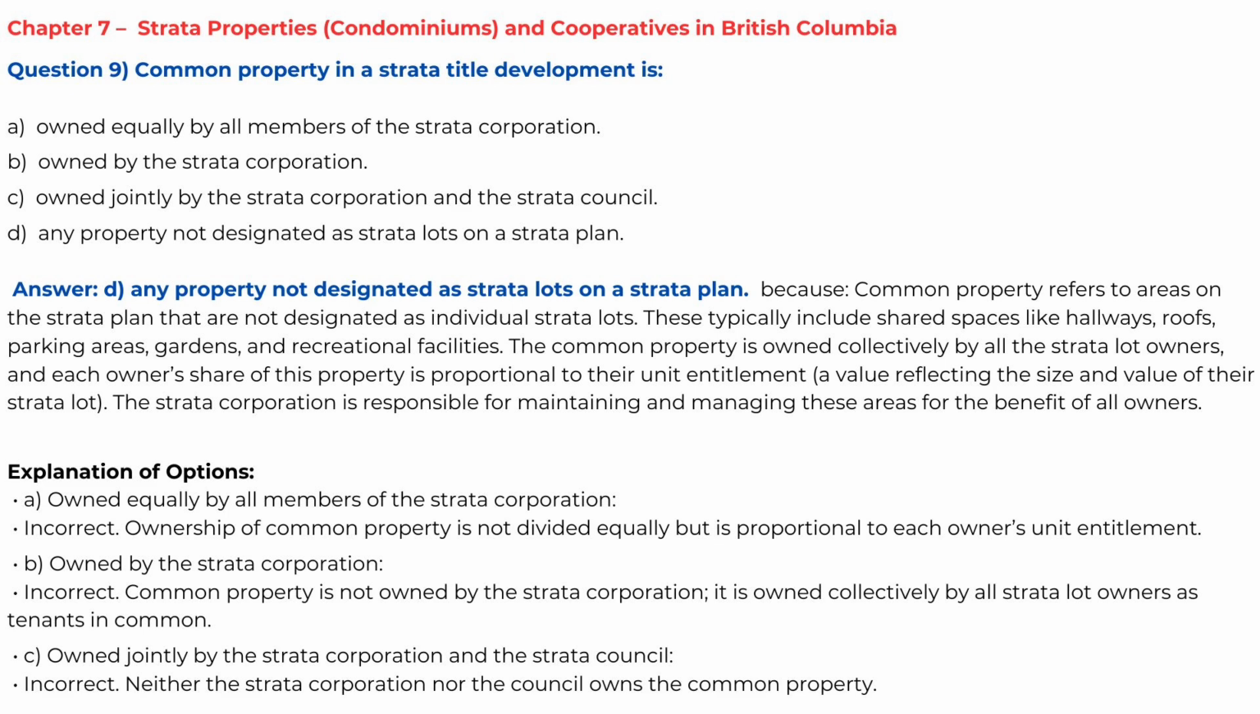Question 9. Common property in a strata title development is: Answer: D. Any property not designated as strata lots on a strata plan. Because common property refers to areas on the strata plan that are not designated as individual strata lots. These typically include shared spaces like hallways, roofs, parking areas, gardens, and recreational facilities.